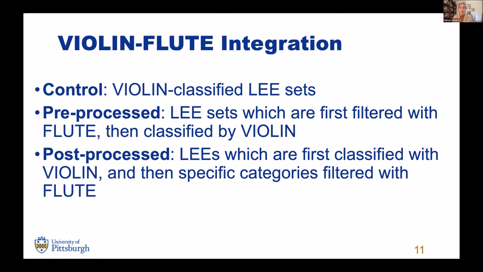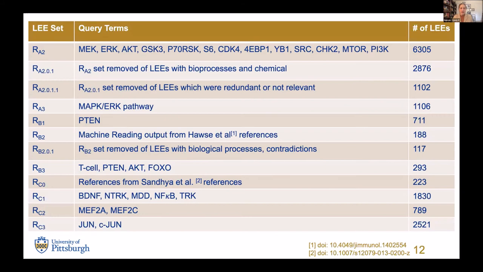And here's a summary of the LEE sets used for the violin-flute integration. There's no need to remember all of this information. What I want to highlight is how varied the query terms are and the range of sizes of the LEE sets. Some of these queries are long lists of proteins. Some of them are very narrow. Some of them are even taken from existing LEE sets, but removing all LEEs which are not strictly protein-protein interactions. And then for our LEE set sizes, our smallest being 117, and our largest being just over 6,000.